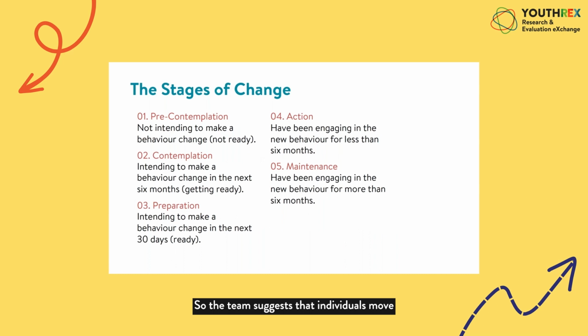So the TTM suggests that individuals move through 5 stages of change: pre-contemplation, contemplation, preparation, action, and maintenance. For each stage of change, different interventions and strategies are most effective at moving people or youth to the next stage of change, and subsequently through the entire model to maintenance, which is the ideal stage of behavior.